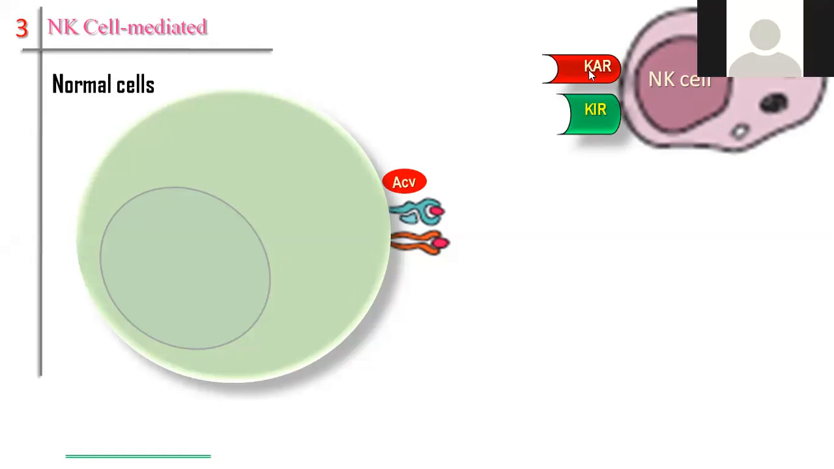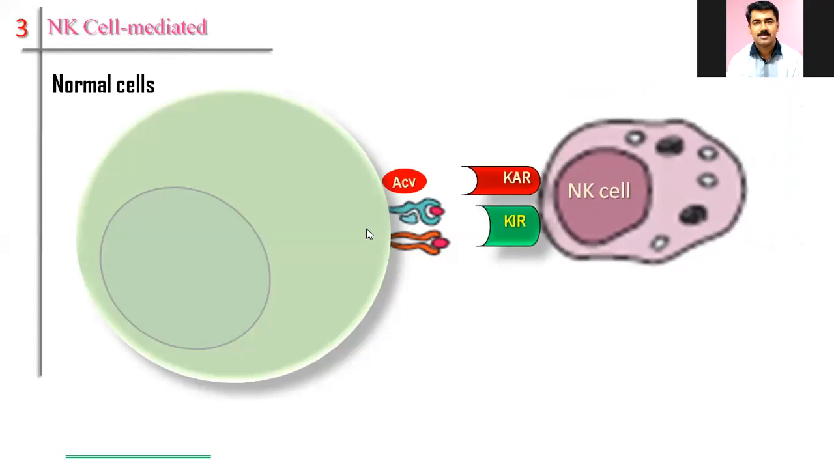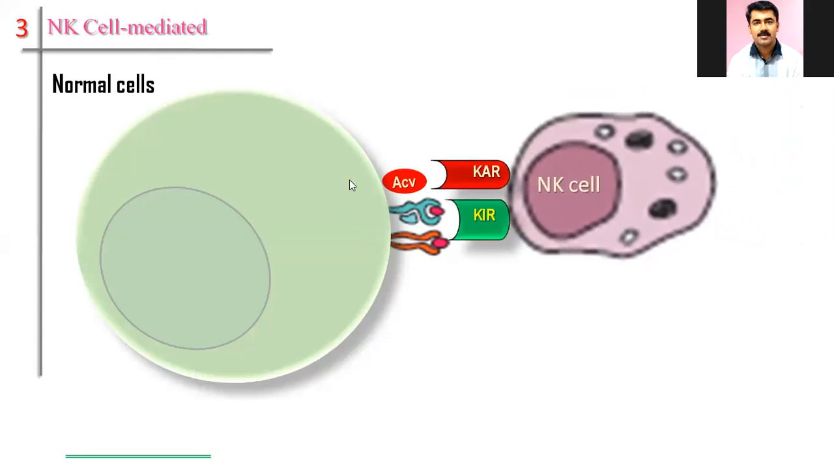The KAR is nothing but killer activating receptors, and KIR is nothing but killer inhibitory receptors. So these NK cells will be patrolling and looking for cells which need to be killed, or which are diseased, or where there is a problem with the cells.